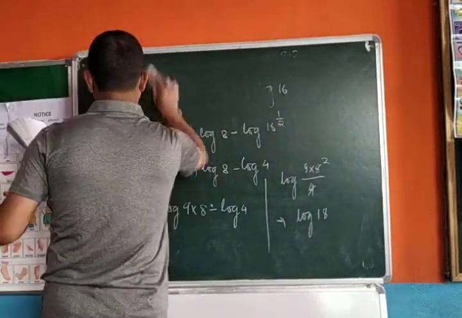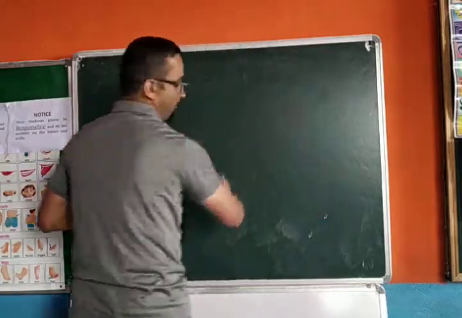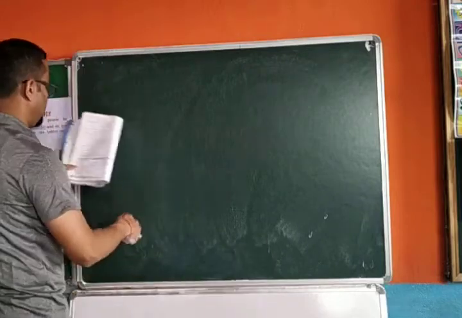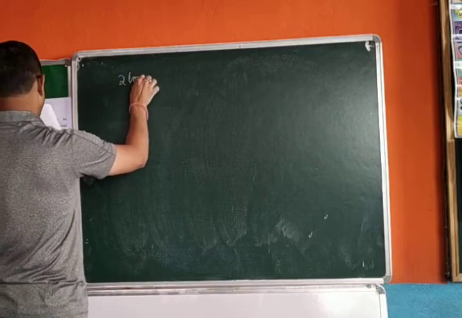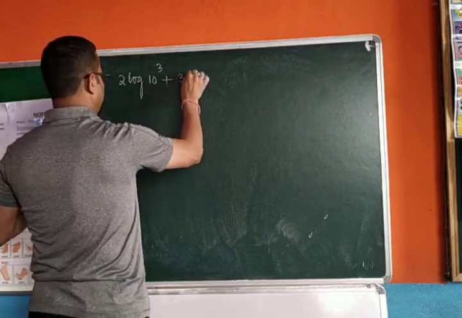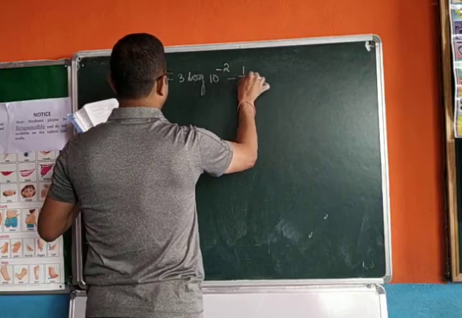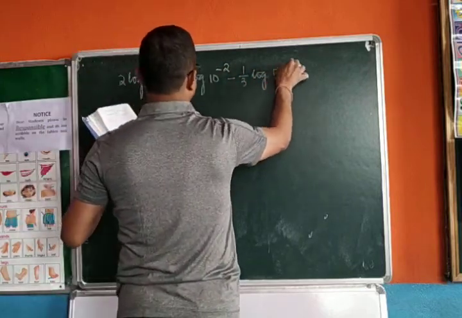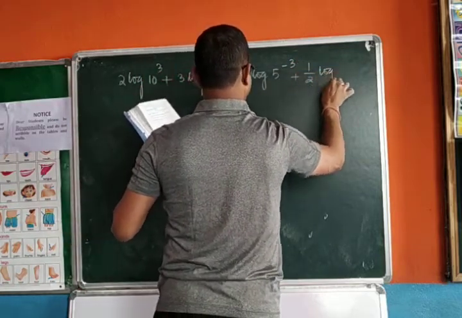Question number 4. Look at this question. It is 2 log 10 to the power of 3 plus 3 log 10 to the power of minus 2, minus 1 upon 3 log 5 to the power of minus 3, minus 1 upon 2 log 4.